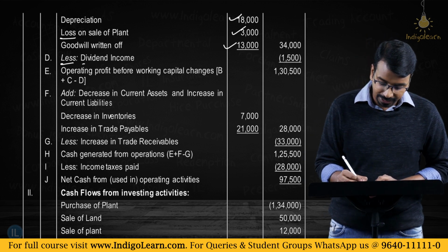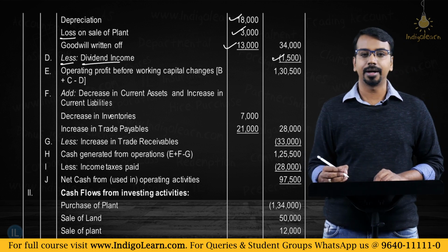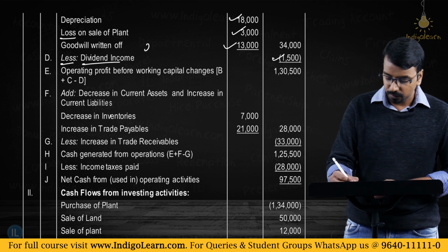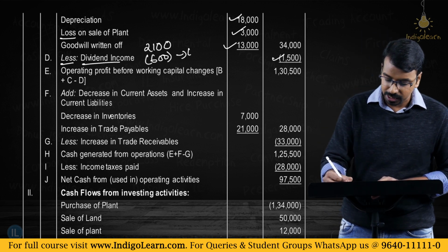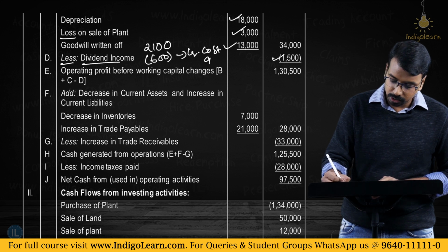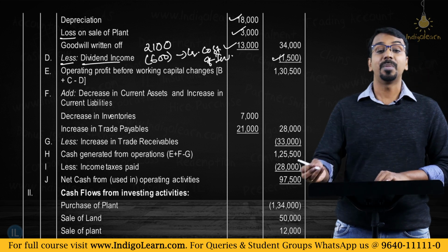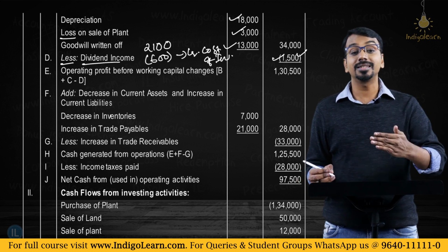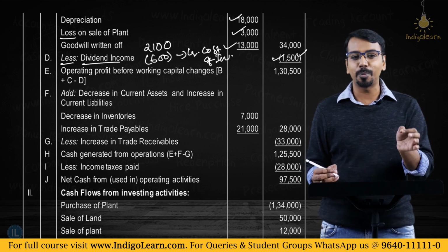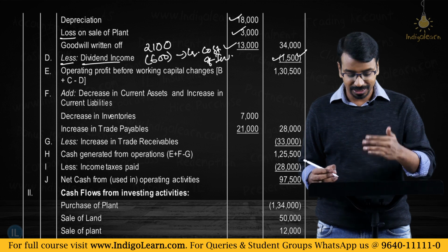Then dividend income of 1,500. Now how much dividend did we receive? We received 2100 of dividend. Out of this, 600 was credited to cost of investments. The balance 1500 would have been credited to your profit and loss statement. This does not belong to the operating activity, and hence we have deducted that.